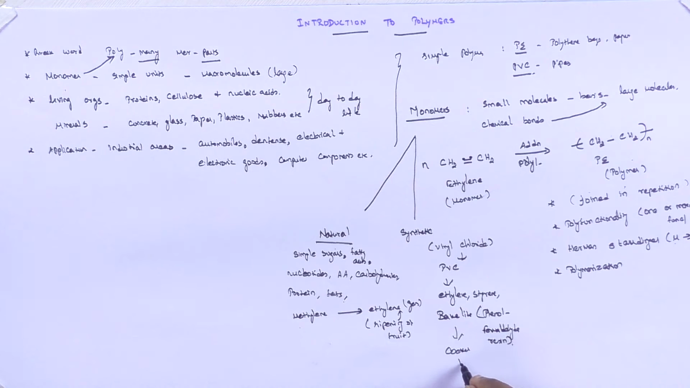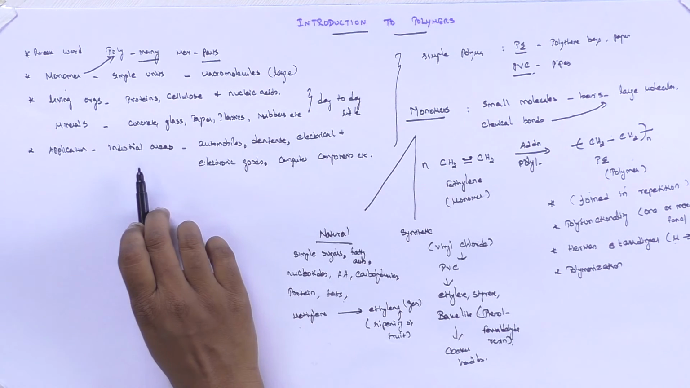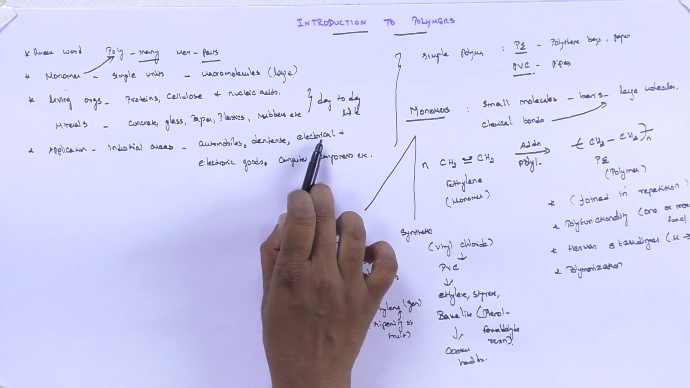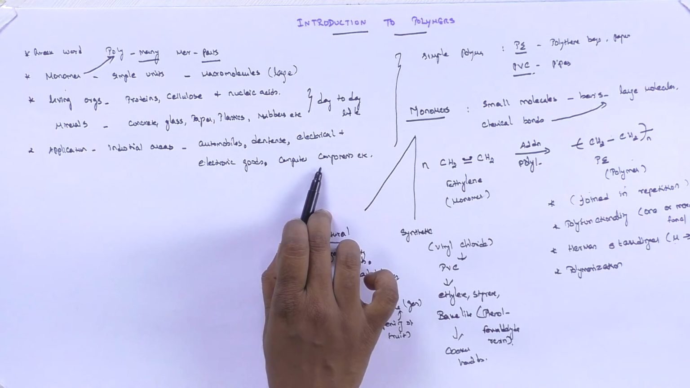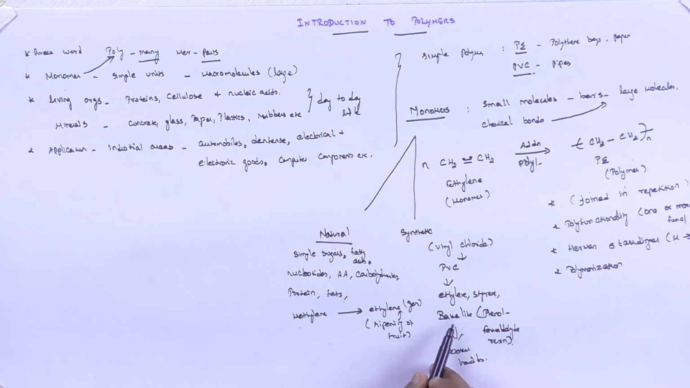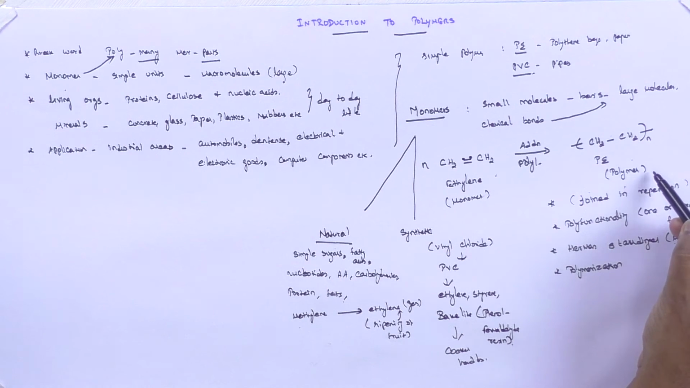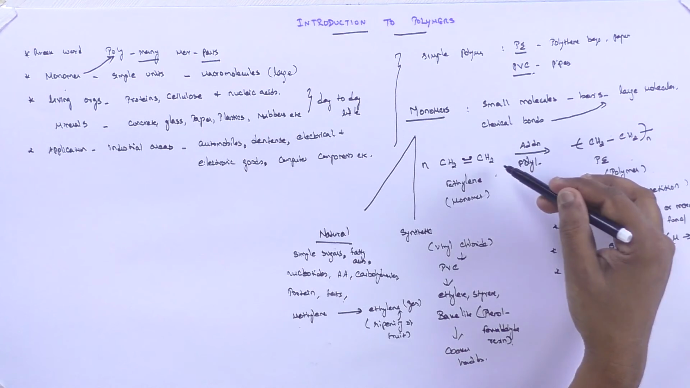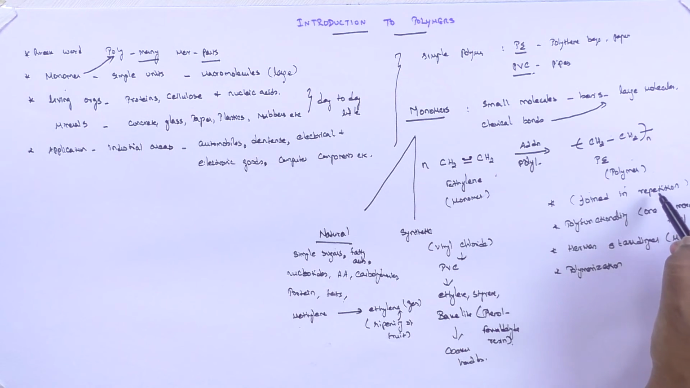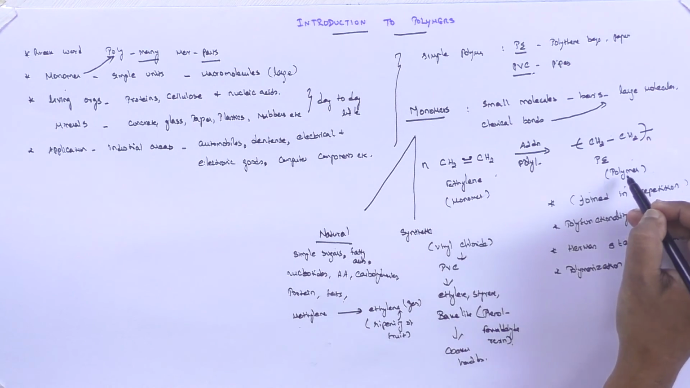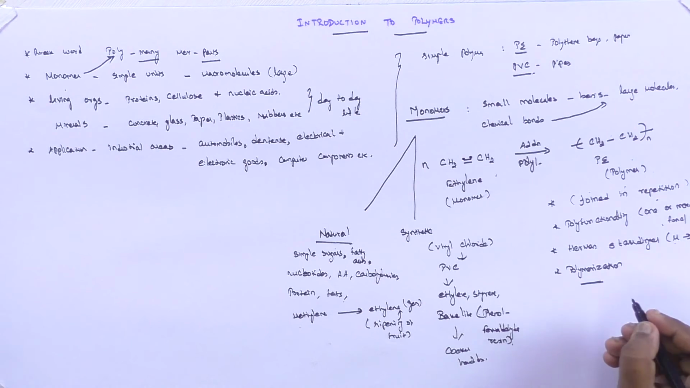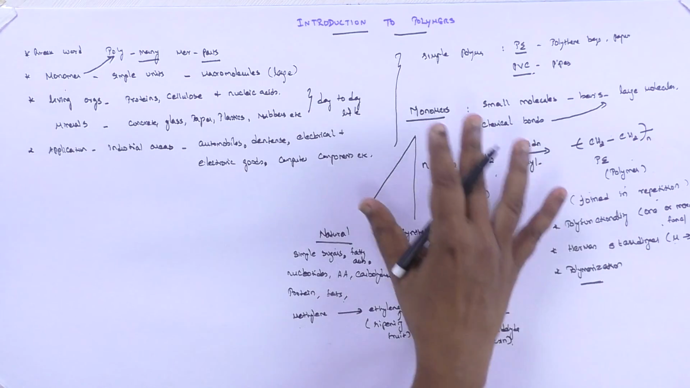And in day-to-day life, you can see several polymers in industrial areas, automobiles, defense, electrical, electronic goods, computer components. In all these cases, you use polymers. We gave one example of ethylene converted to the polymer, and what are the characteristics of the monomer? They are joined in repetition in a polymer. They have polyfunctionality, and the process where a monomer is converted to polymer is called polymerization. So this is about a polymer.